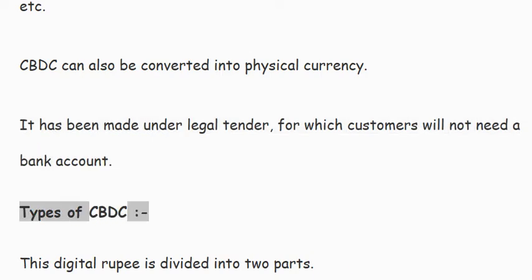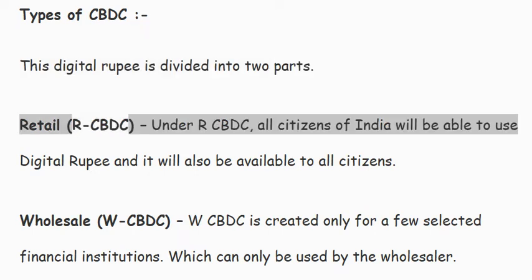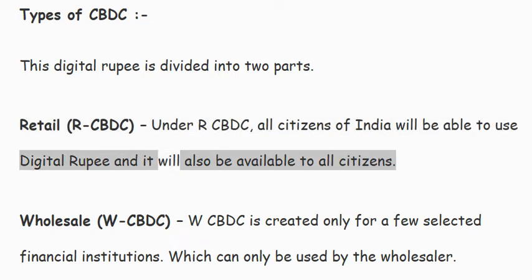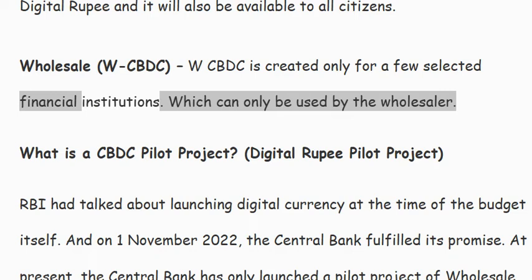Types of CBDC. This digital rupee is divided into two parts. Retail, RCBDC. Under RCBDC, all citizens of India will be able to use digital rupee and it will be available to all citizens. Wholesale, WCBDC. WCBDC is created only for a few selected financial institutions, which can only be used by the wholesaler.